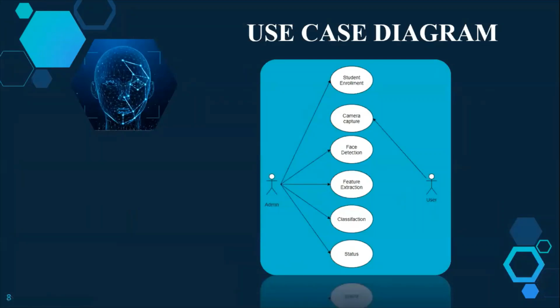Use case diagram. In our use case diagram, we have an admin and a user. The user comes in front of the camera and the camera auto captures the image of the user. The admin's job is to enroll the student's details in the database, then detect the face by using the captured images, and then the admin extracts the features and classifies the extracted image with the image stored in the database. Later, the status is updated in the database.